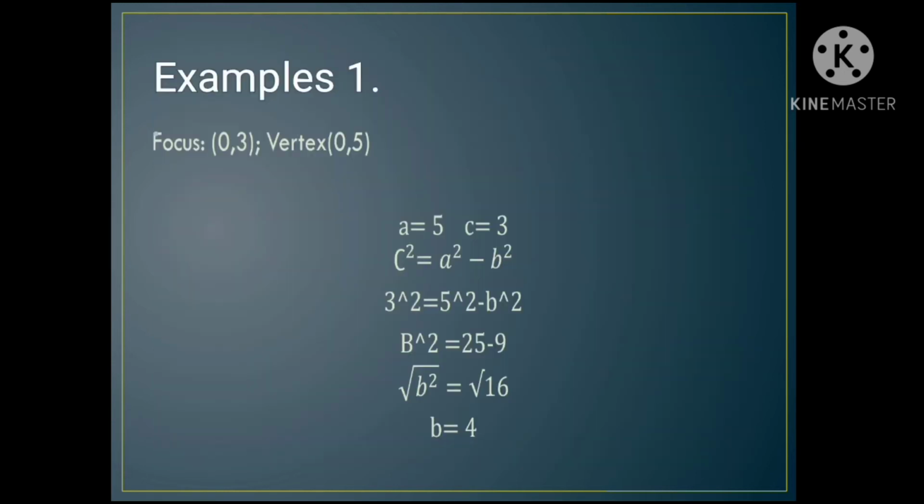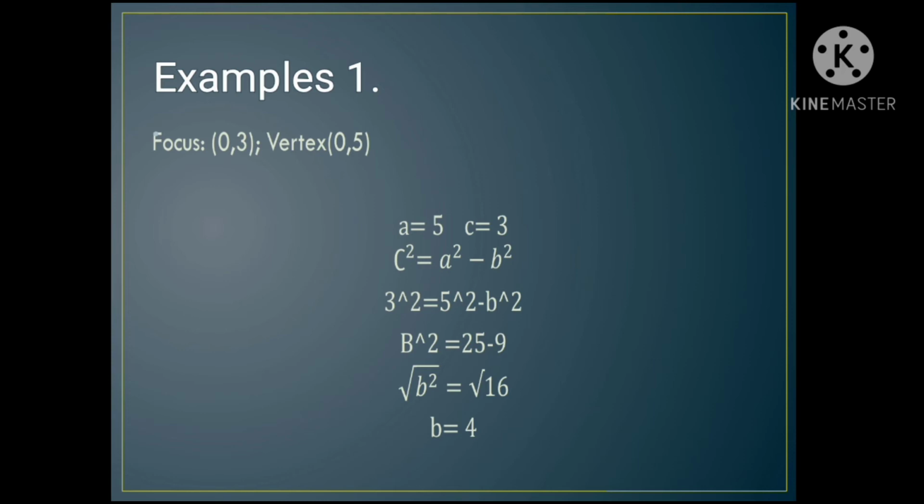Next is our example. The focus is 0 and 3, then the vertex is 0 and 5. So A is the vertex, then C is the focus. So A is equal to 5, C is equal to 3. So the formula is C squared is equal to A squared minus B squared. So 3 squared, the C squared, is equal to 5 squared minus B squared.